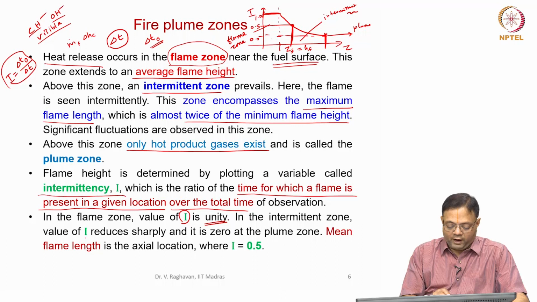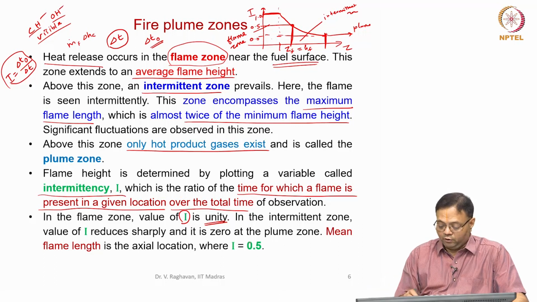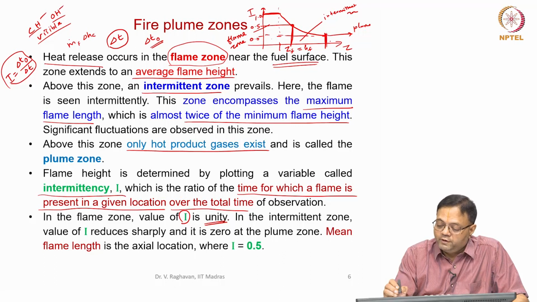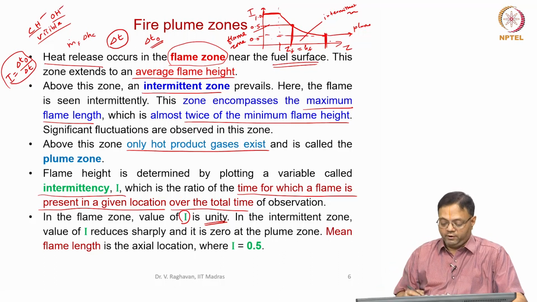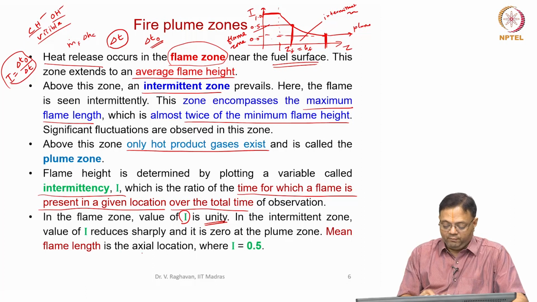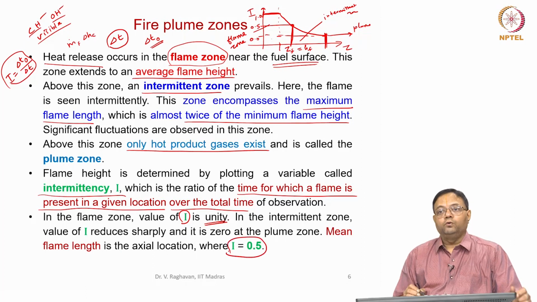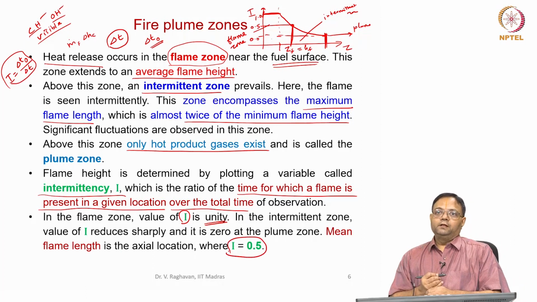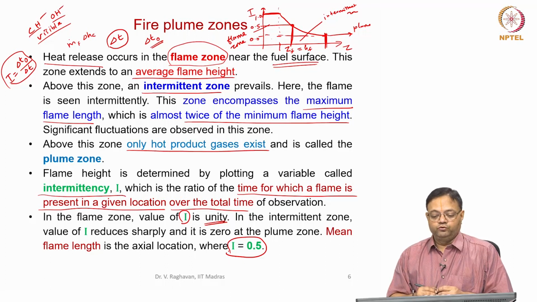In the intermittent zone, I reduces sharply and goes to 0. So, the point where intermittency equals 0 will be the end of the intermittent zone. Then the mean flame length is calculated as the height where I equals 0.5. So, that is the criterion we use.